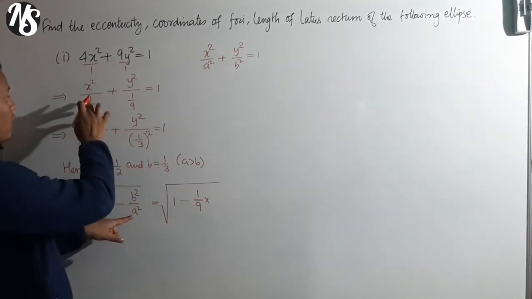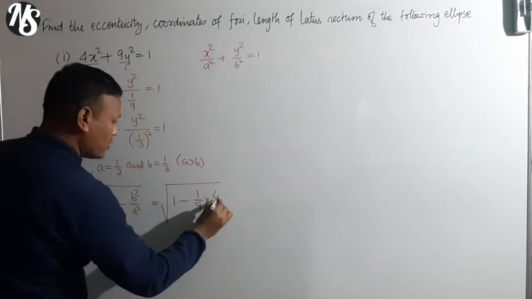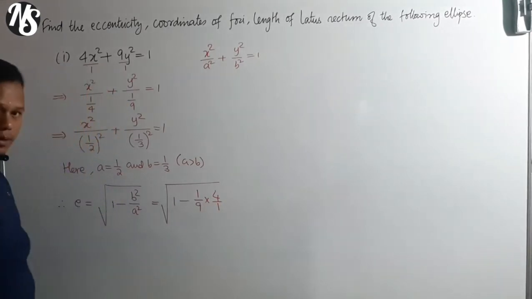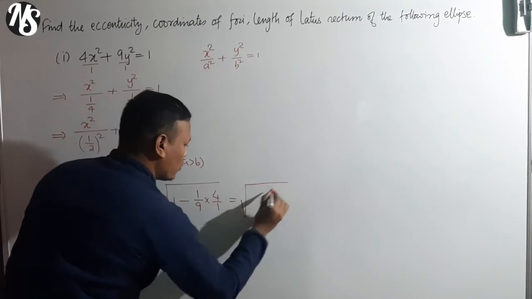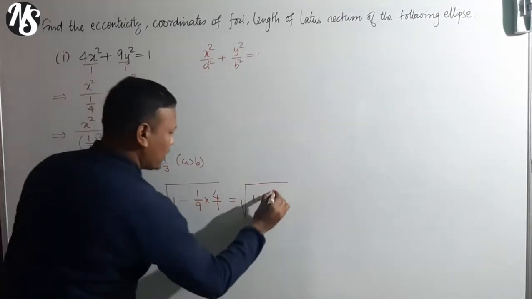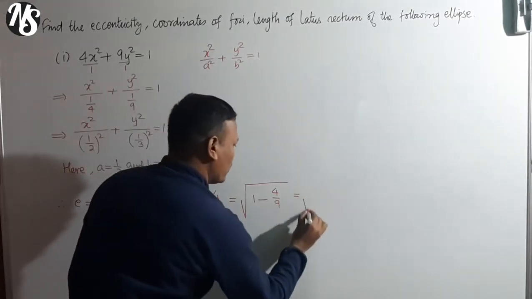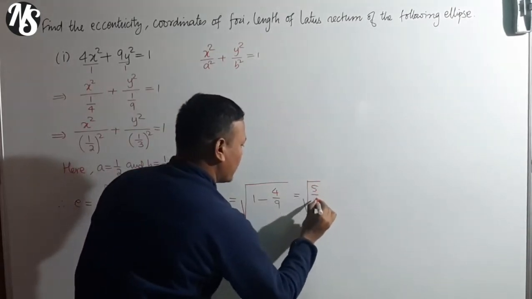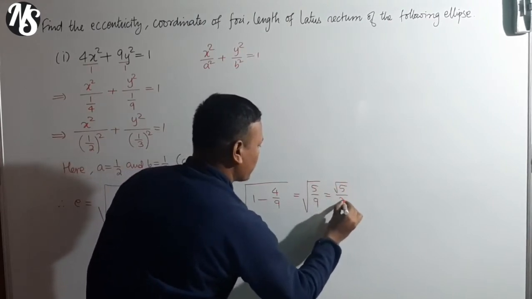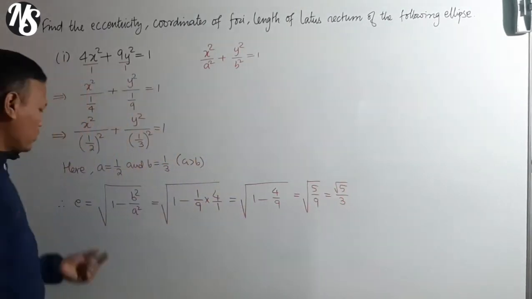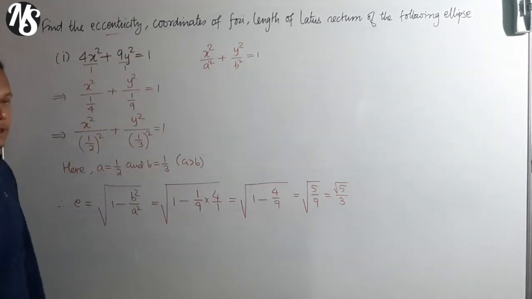So this 1 by 4 will turn upside down. Yes. So I have to write the reciprocal of that, that is 4 by 1. Okay. Fine. So we get square root of 1 minus 4 by 9. So to simplify this, you will get square root of 5 by 9. And how much is this? This is square root of 5 by 3. So this is my eccentricity. So we got our first answer, that is eccentricity.